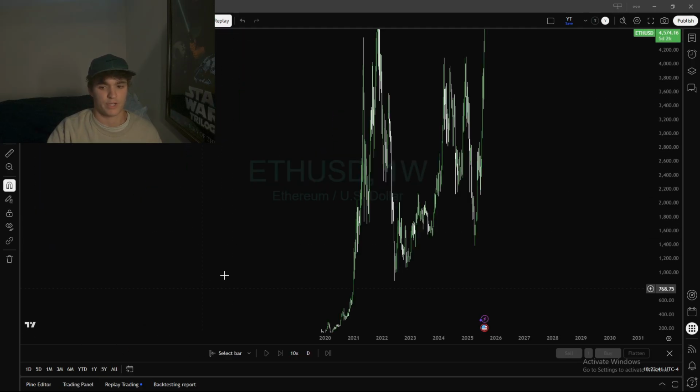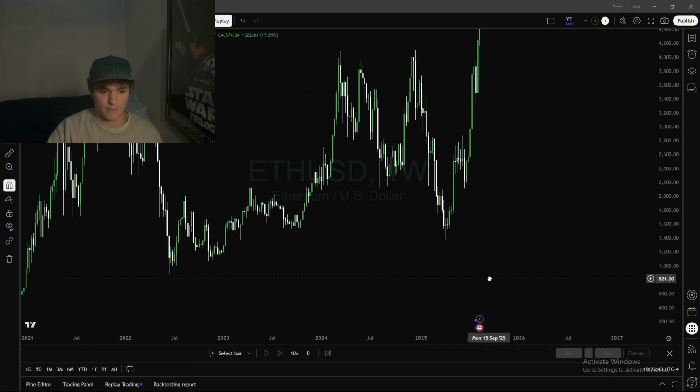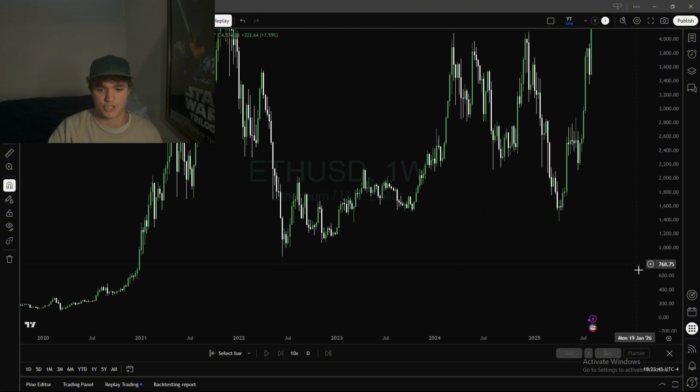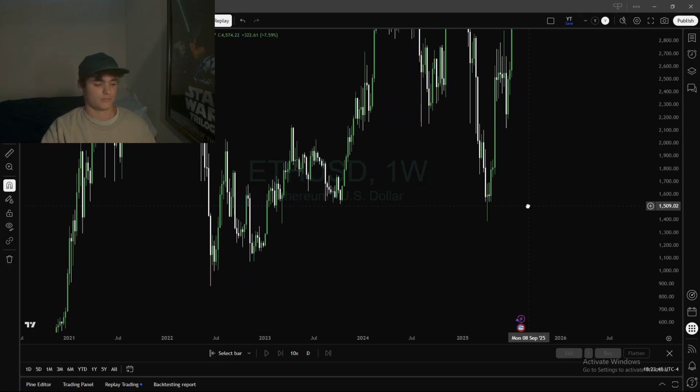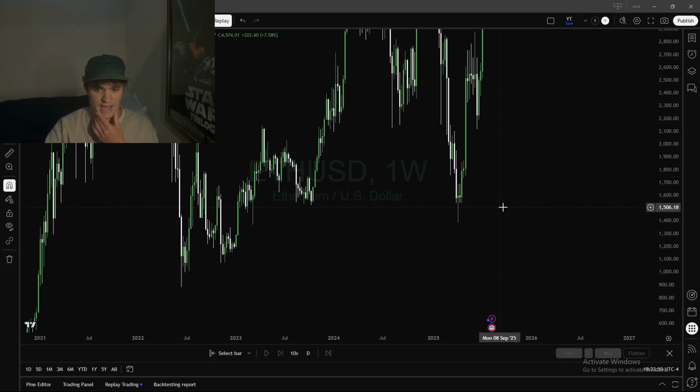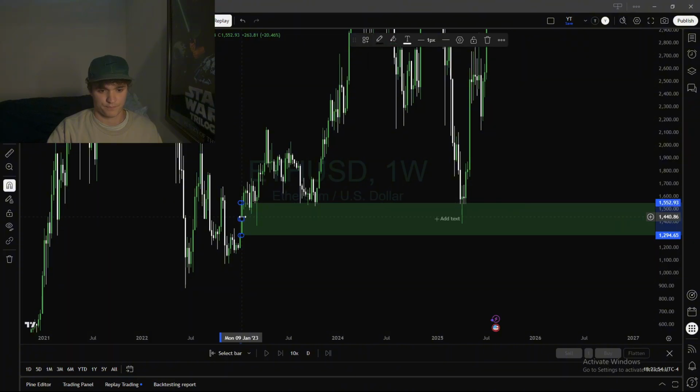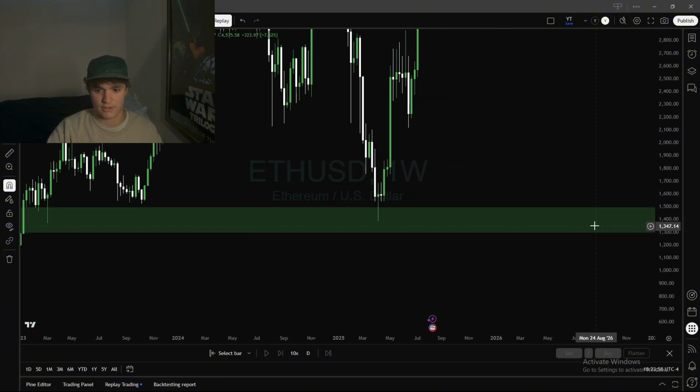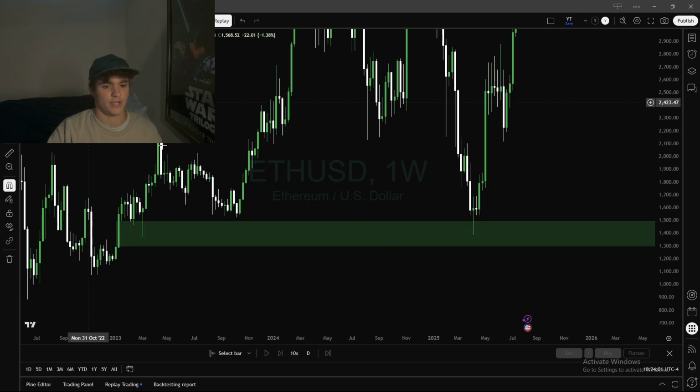Okay. Let's look at the weekly. So this was the bottom in April. And yeah, actually, sure enough. Once you use this model enough, you'll get good at eyeballing it. Look at this. Weekly bullish gap, right? We're on the weekly chart. Weekly bullish gap right here. Tons of swing lows right here.